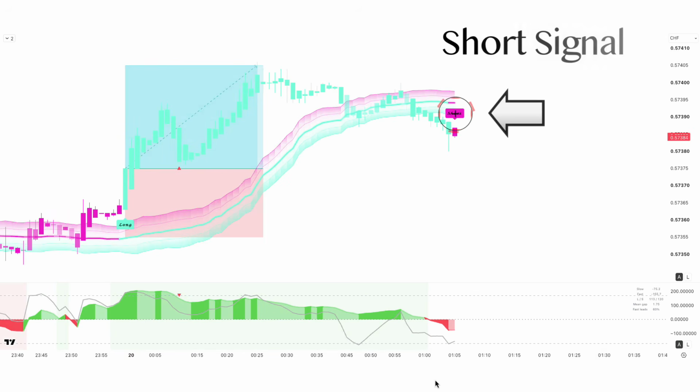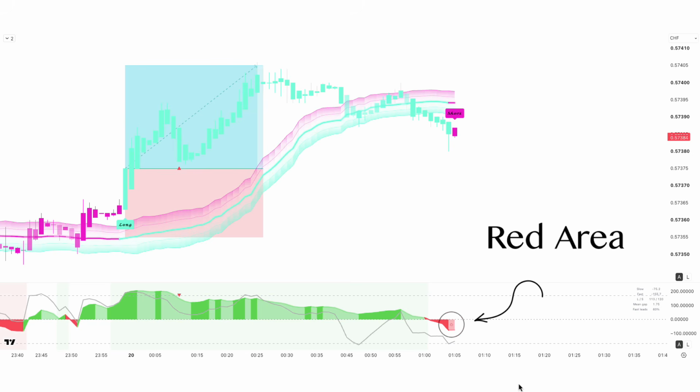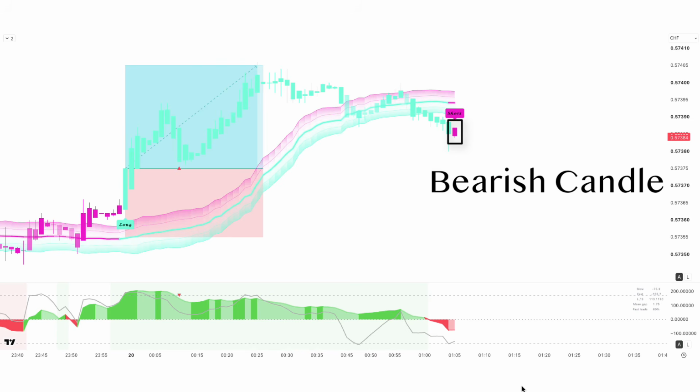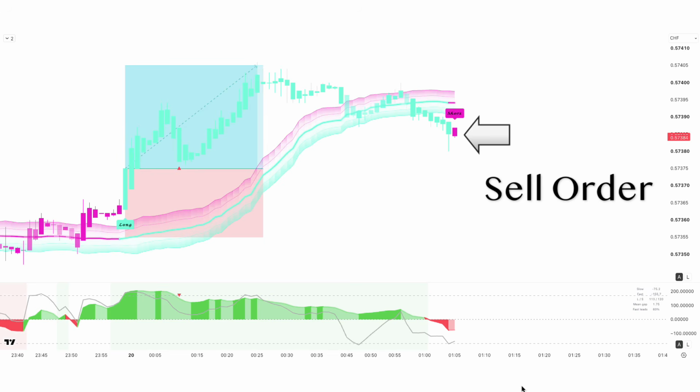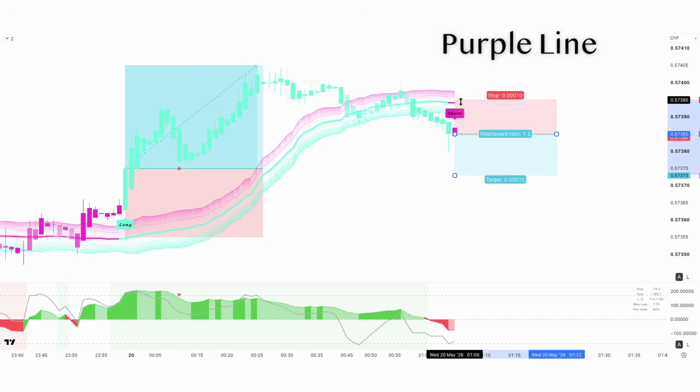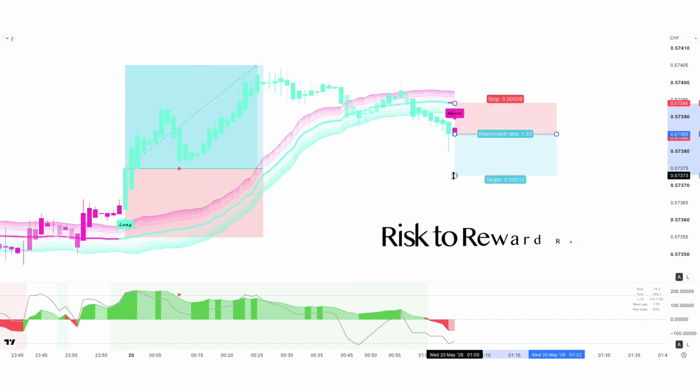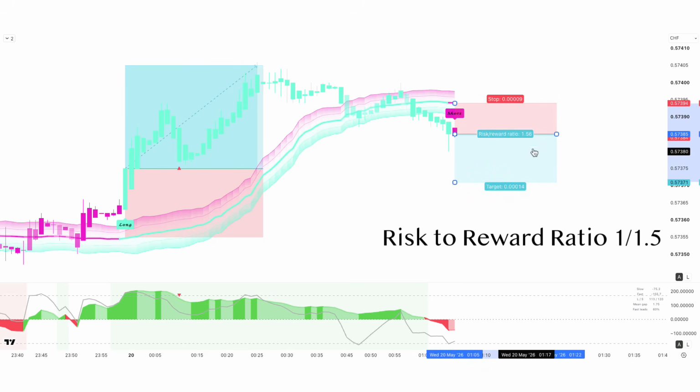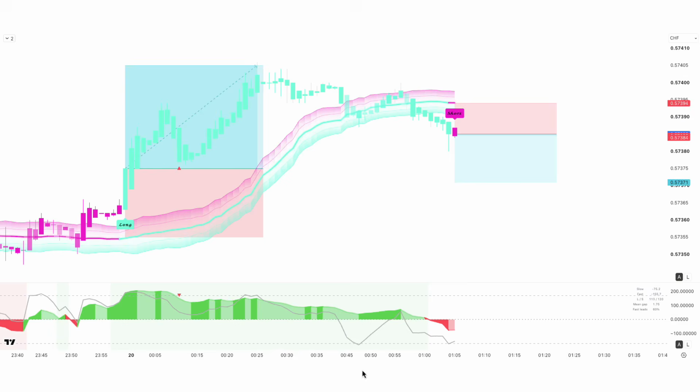When the Gravity Well trend, Lyro RS, shows a label down, this is a short signal. The Curly Shuffle indicator should show a red area. When the market forms a bearish candle, if these conditions are fulfilled, then we will place a sell order. Our stop loss is to be placed at the purple line, and the risk to reward ratio will be 1:1.5.